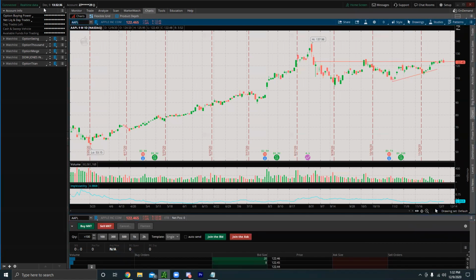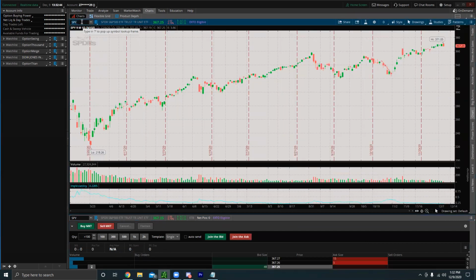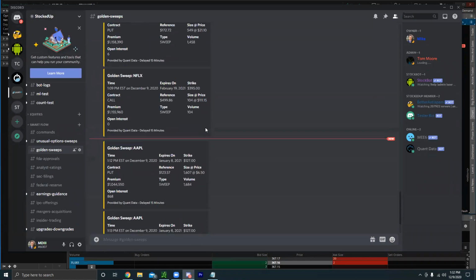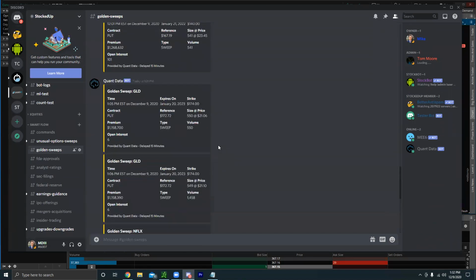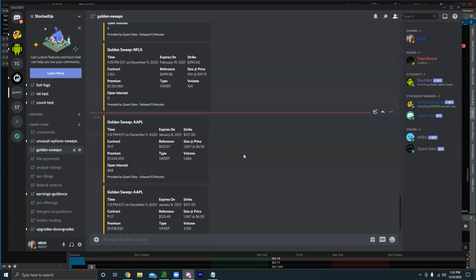What I really like about this setup, and this is actually perfect that it happened live on video, is we can see Apple's kind of tanking. We can see that the overall market is falling. It's at all-time highs. And then we have two golden sweeps on Apple, which is pretty awesome to see. So I really like this setup. And yeah, we have about $2 million going into Apple.